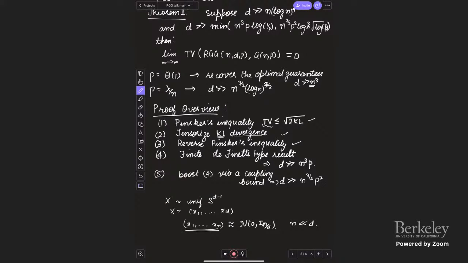Okay, and the coupling bound is hard to describe intuitively in words. I'll describe it mathematically in a bit.